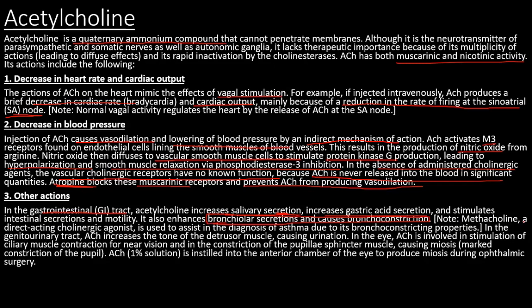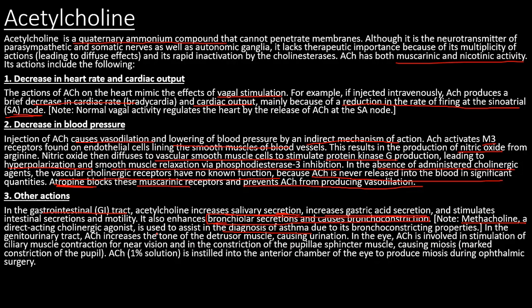Now, methacholine, which is a direct acting cholinergic agonist, is used in the diagnosis of asthma due to its bronchoconstricting properties. And remember, it has selectivity for muscarinic receptors. So it will act on these muscarinic receptors on the bronchial smooth muscles to cause bronchoconstriction.